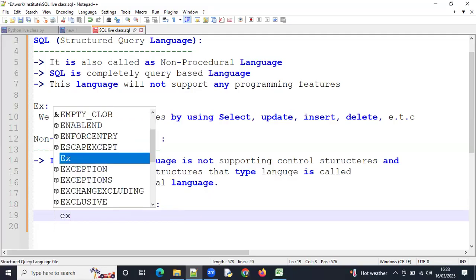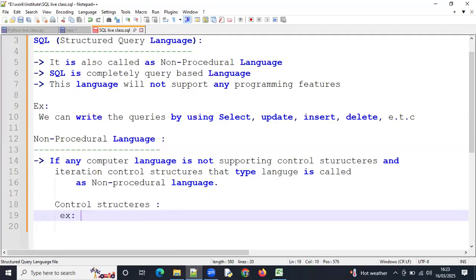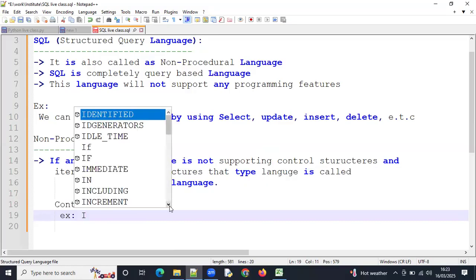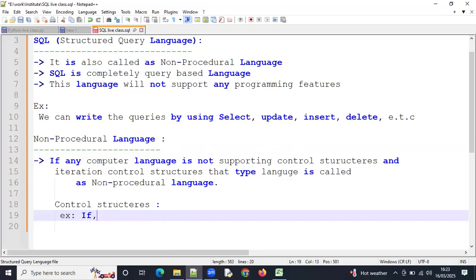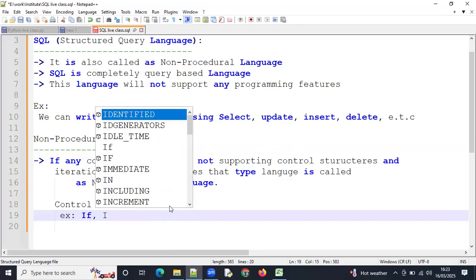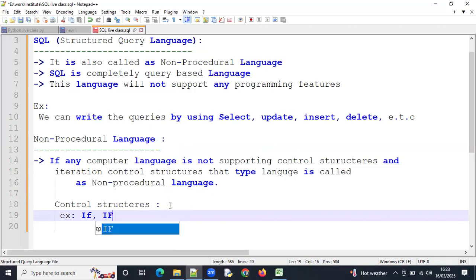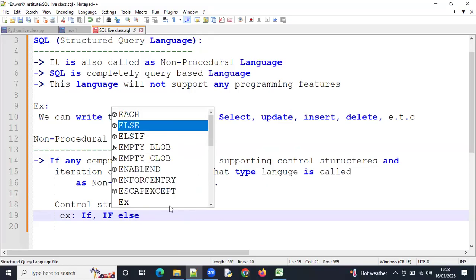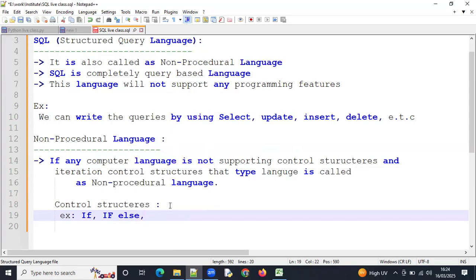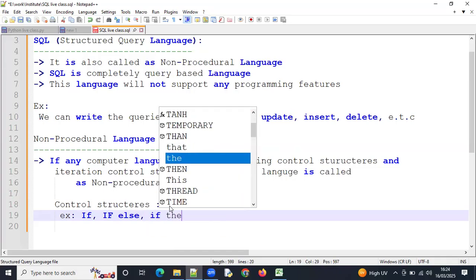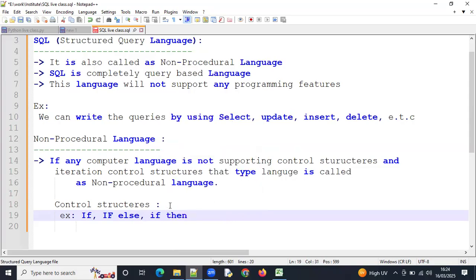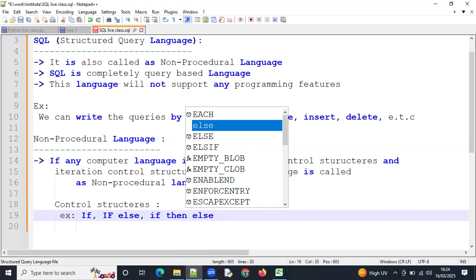Example, just keep in mind: if condition, if else, if then else, like that.